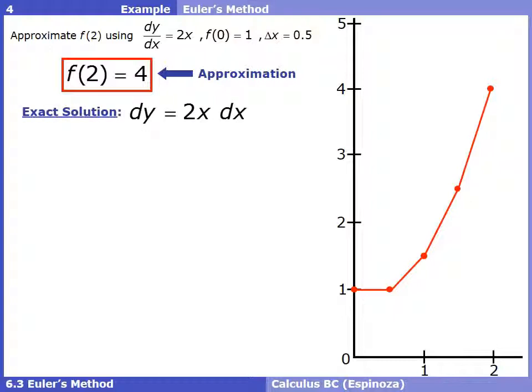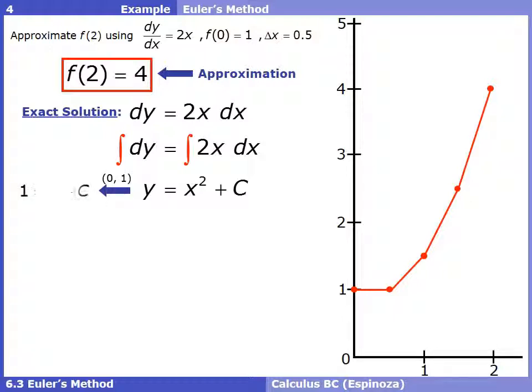Luckily, it's a very straightforward, easy one. If we move the dx to the other side and integrate both sides, we'll end up with y equals x squared plus c. And when we plug in our point (0, 1), we'll find a c value of 1. So we know the solution to this differential equation, or the original function, or the particular solution, is x squared plus 1.